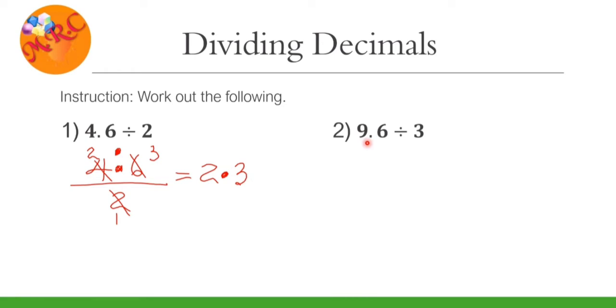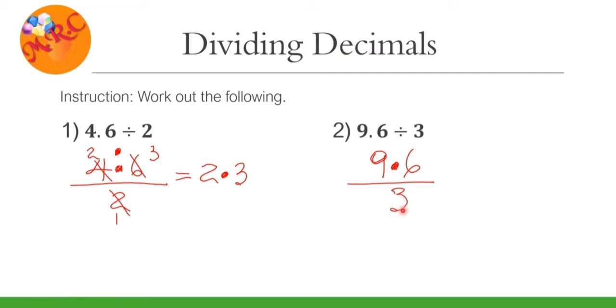So the first thing that we have here is 9.6. That is going to be my numerator, the number on top. And then I'm going to draw my fraction bar. And it says divide by 3. So I'm going to write 3 as my denominator. Good. So now I'm going to go ahead and simplify.